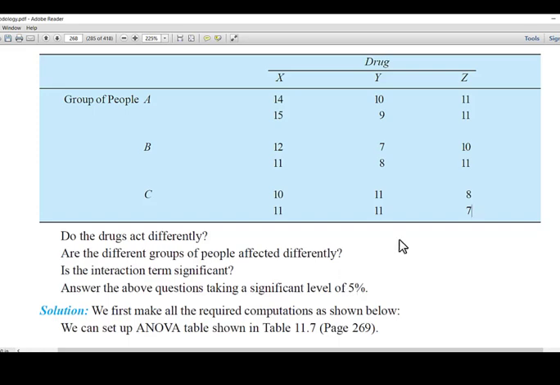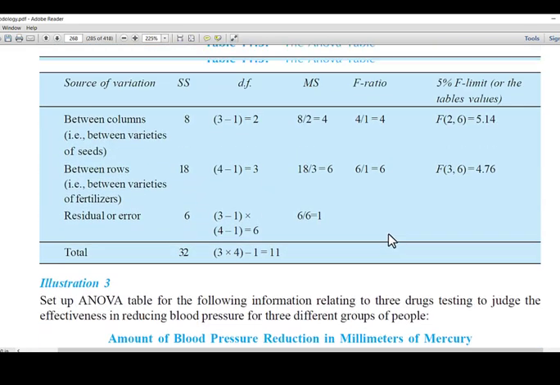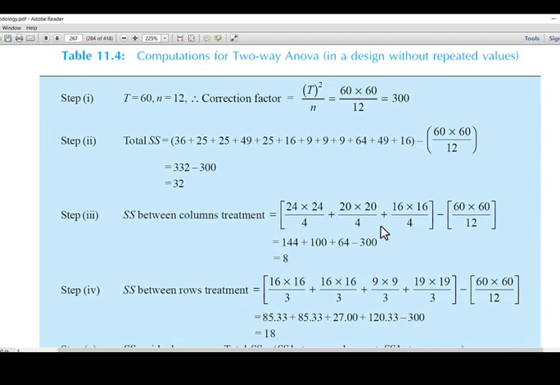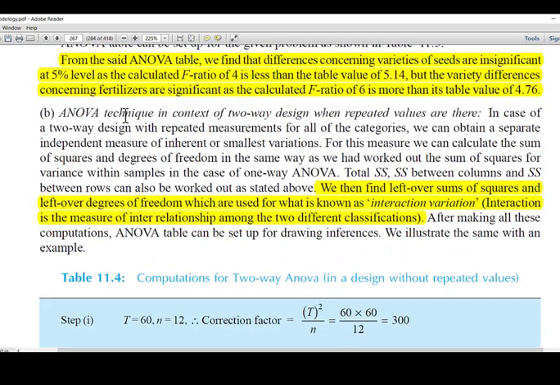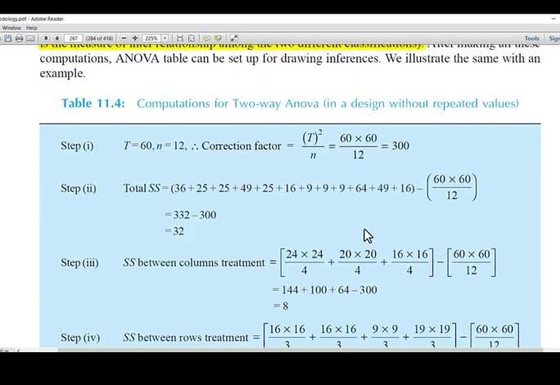Here it is the case of the ANOVA technique in the context of a two-way design when repeated values are there. In this case, in addition to our total SS, SS between columns and SS between rows, we find the leftover sum of squares and leftover degrees of freedom, which are used for what is known as interaction variation. Interaction is the measure of interrelationship among the two different classifications. Now, how this ANOVA table is set up, we see now.